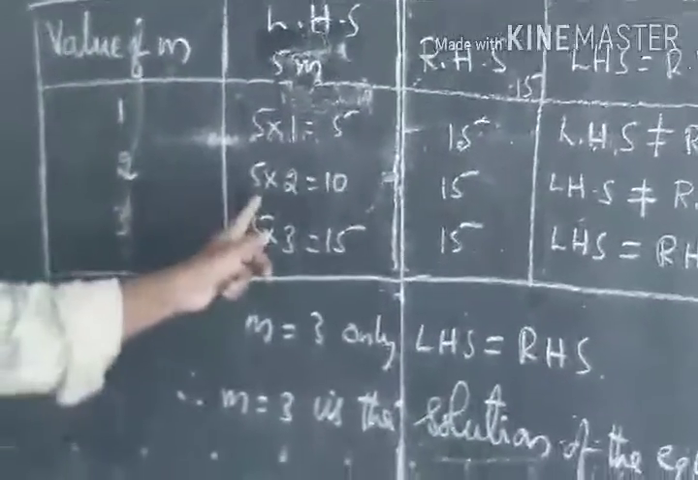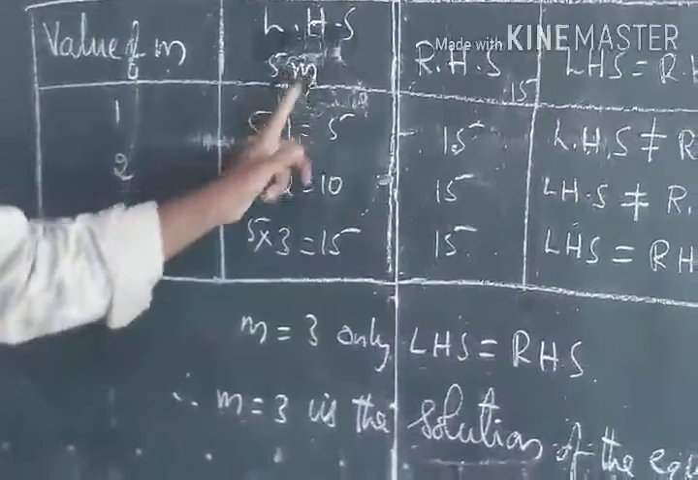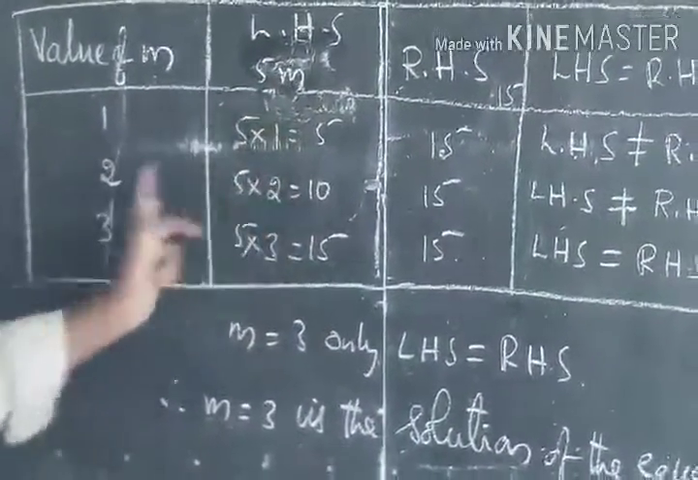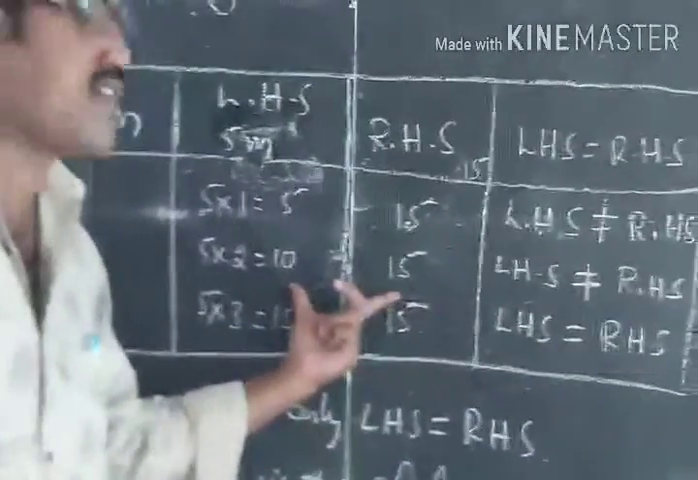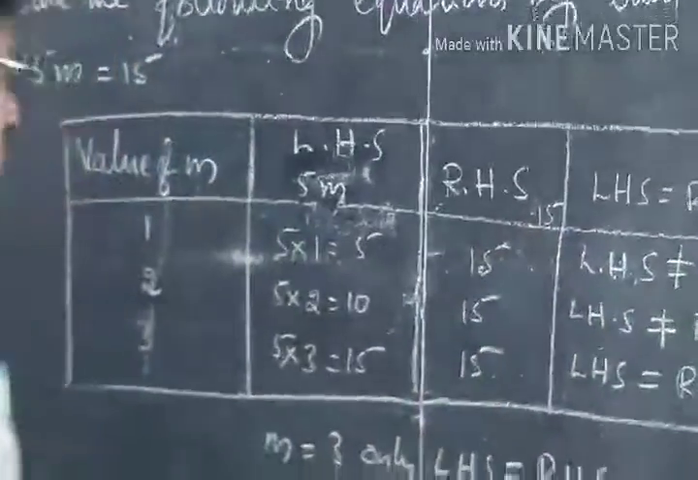M is equal to 2 you want to take. 5m, 5 into m, 5 into 2. M value 2 you want to take. 5 into 2 is 10. RHS 15 is there. Both sides not equal. LHS is not equal to RHS.